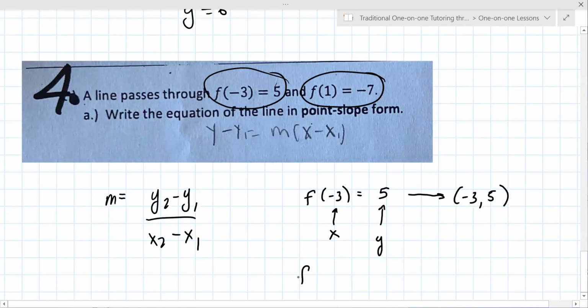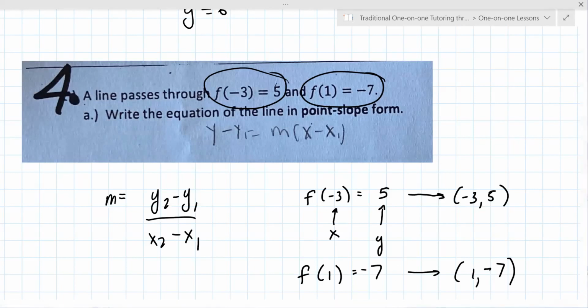So is the other one also x and y? Yes. And then it doesn't matter which one's the 2, correct? It does not, as long as you're consistent. Like if -7 is y2, then x2 better be 1. All right. So go ahead and find the slope for me, please. Give that a try.